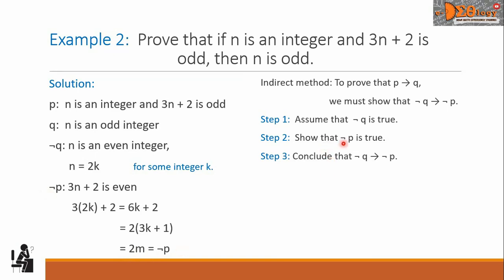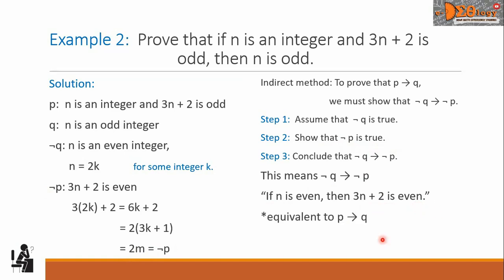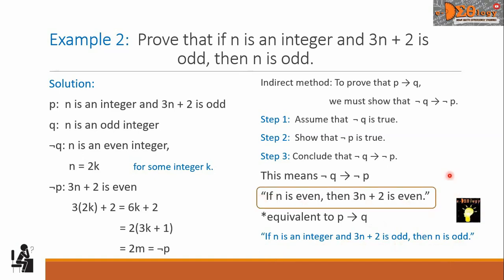Step 3, we conclude that not Q implies not P. This means we are able to prove that not Q implies not P. In words, we may say, if n is even, then 3n plus 2 is even. This is actually equivalent to the compound proposition P implies Q. If you write this in words, that is the very same problem that we have here. We say that if n is an integer and 3n plus 2 is odd, then n is odd. So this statement here is our final answer.